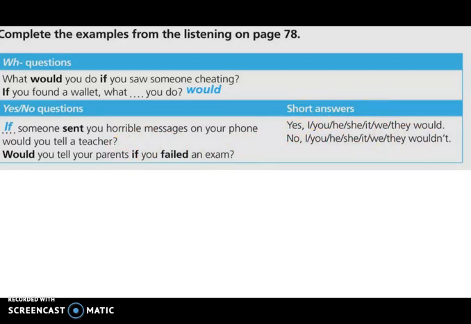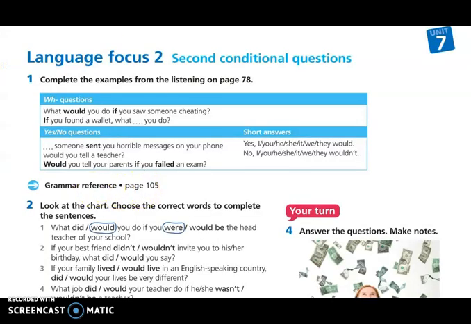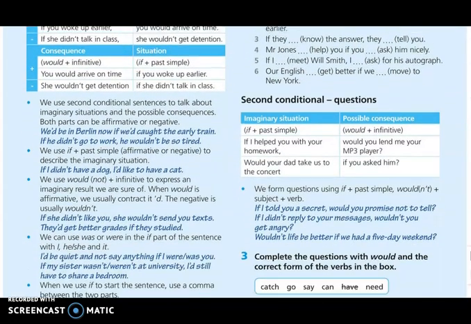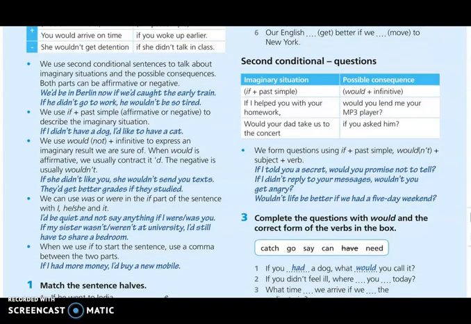Now please move quickly to page 105. Last time we had affirmative and negative forms. Today we're going to have the question form, or interrogative form. Look here at the table. We have imaginary situation and possible consequence. Here in the second conditional sentences, we can ask in the what part, or the possible consequence. We can't ask by if. So the form of the if part: if, subject, past simple.